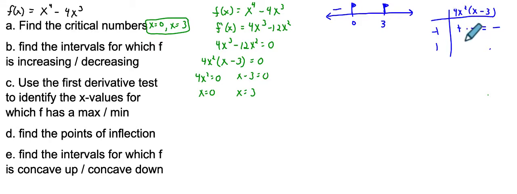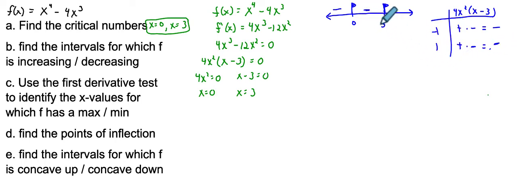So this first term, 4 times 1 squared is going to be a positive value. And 1 times a negative 3 is going to give me a negative value, 1 minus 3. And so positive times a negative is a negative. So this is still negative.